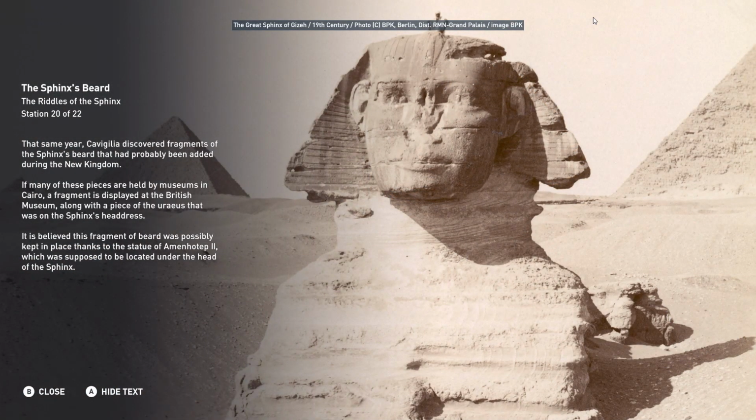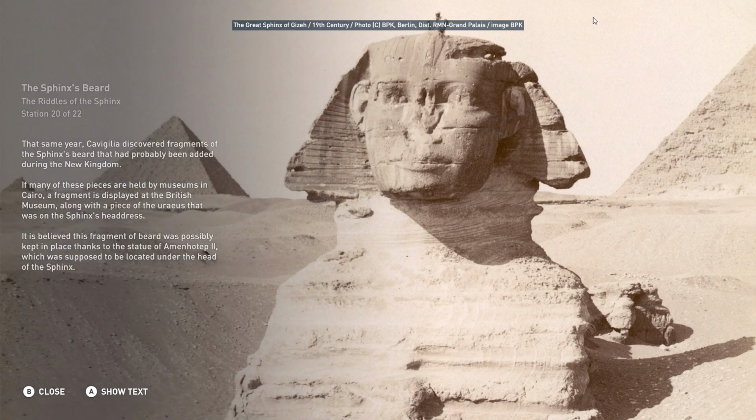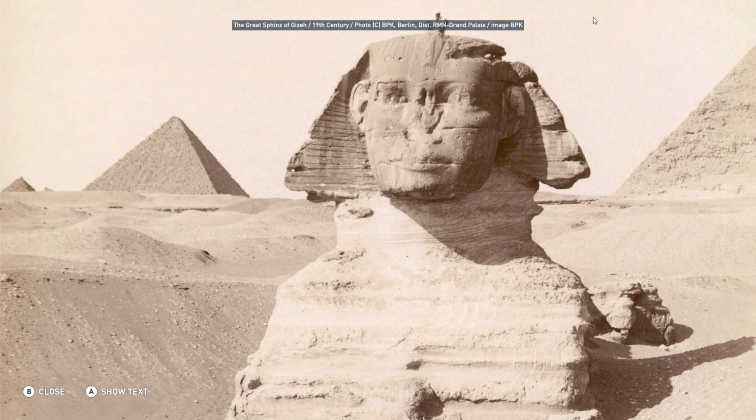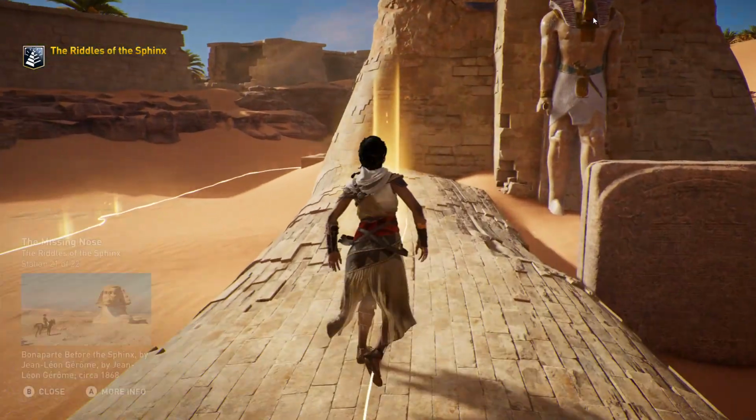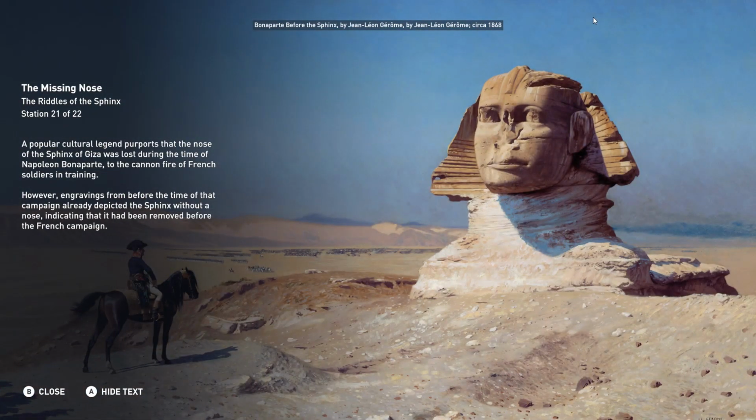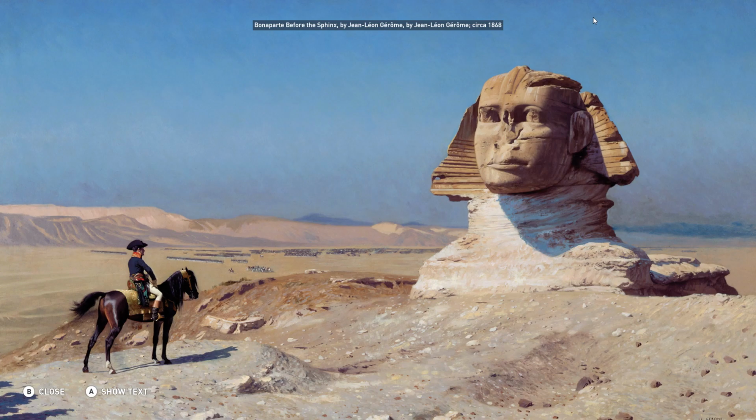That same year, Kavilia discovered fragments of the Sphinx's beard that had probably been added during the New Kingdom. If many of these pieces are held by museums in Cairo, a fragment is displayed at the British Museum. A popular cultural legend purports that the nose of the Sphinx of Giza was lost during the time of Napoleon Bonaparte to the cannon fire of French soldiers in training.